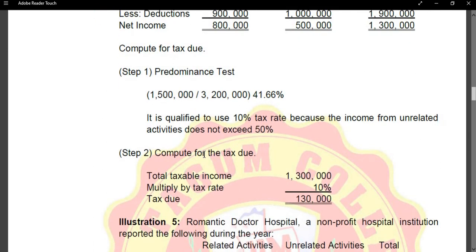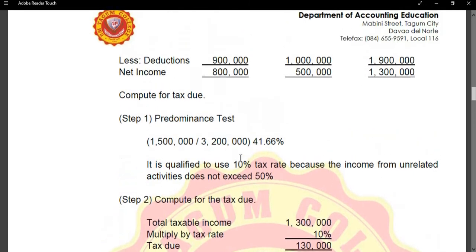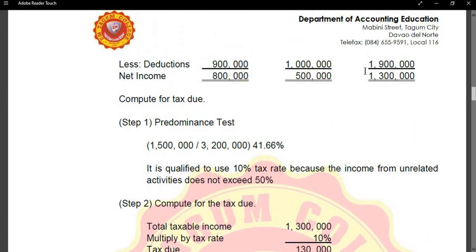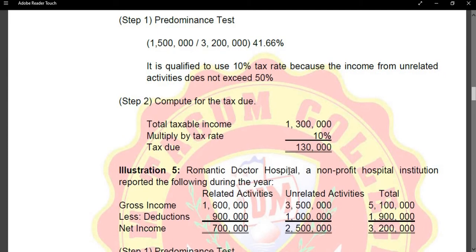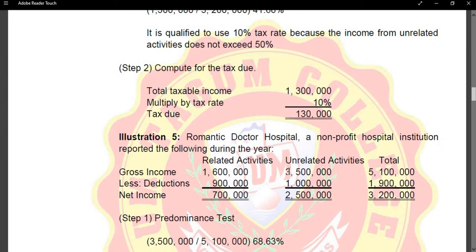Now, for step 2, you compute for the tax due. So, of course, you have the taxable income of 1,300,000. You multiply it by 10%, then the tax due is 130,000 pesos. Let's proceed with illustration number 5.